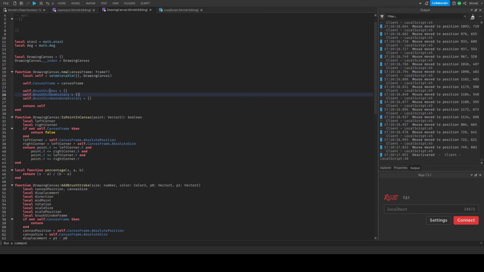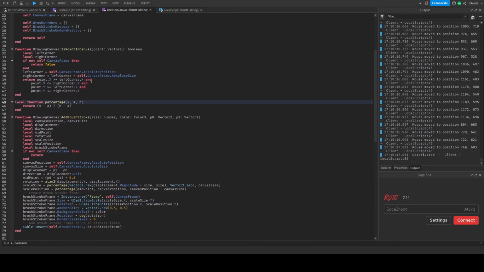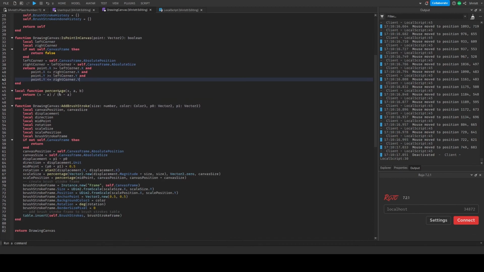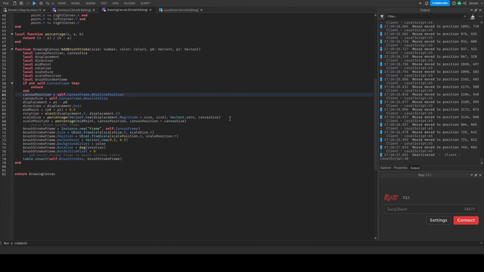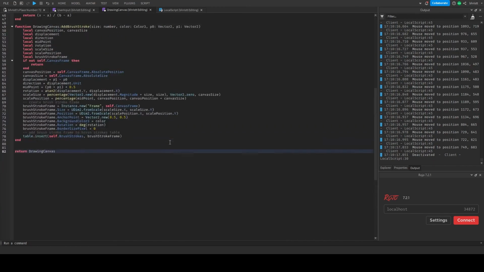And then we also have these three tables for brushstrokes, brushstroke history, and brushstroke undone history, and we're going to use those later, maybe in part 3. We have this function isPointInCanvas, and that just tells us whether this point that we add as an argument to this function is actually within that canvas frame. And then we also have this percentage function, which we went over, and this AddBrushStroke function, which adds brushstrokes to the screen. And I think that's all we need to do for this part.